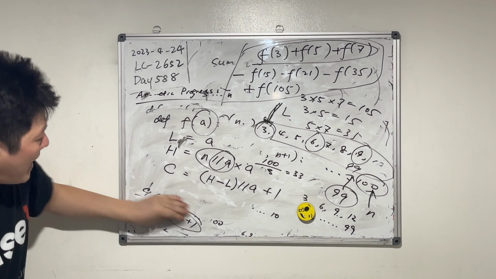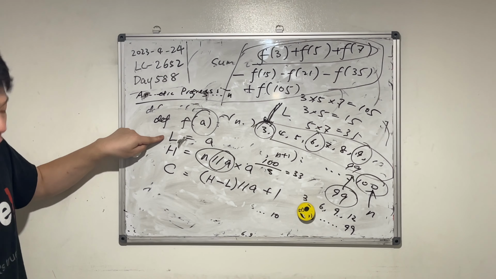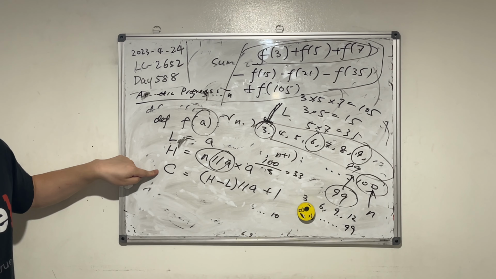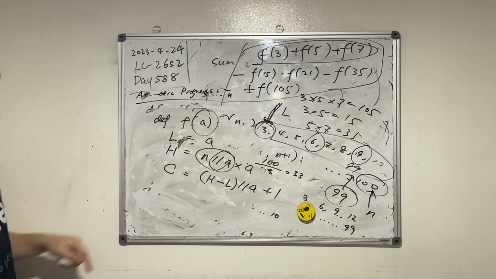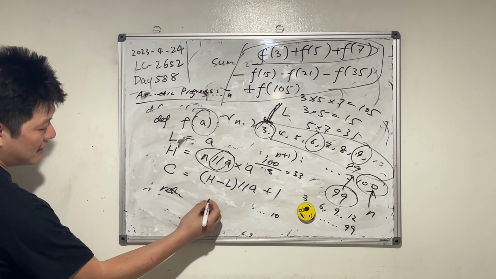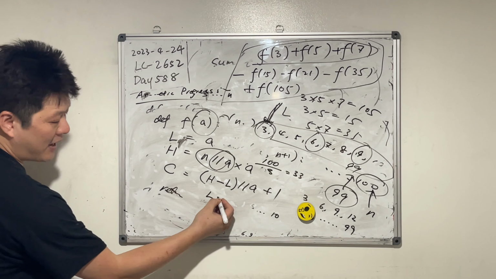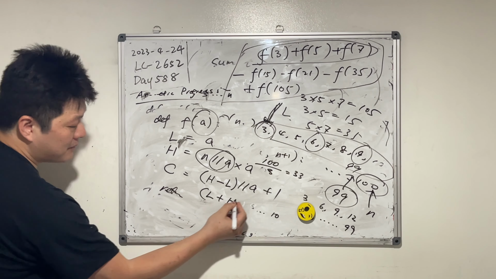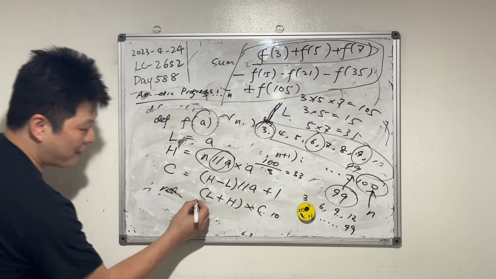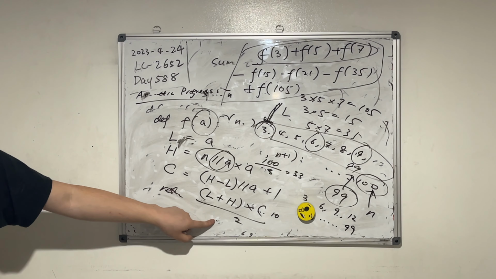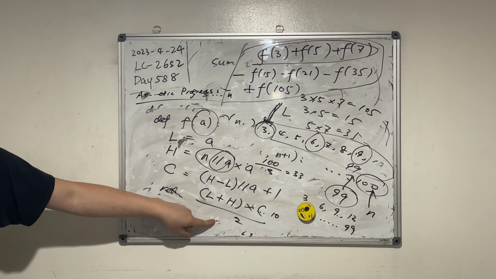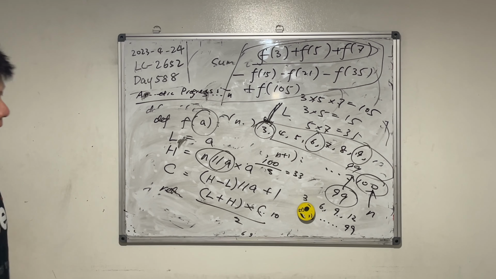Okay, now I have these 3 parameters: lower bound, higher bound, count. And what's the sum? The sum is the first number plus the last number, times how many of them, divided by 2. This is the equation, the same as we compute the sum between 1 to 100. Okay, so now that's it.